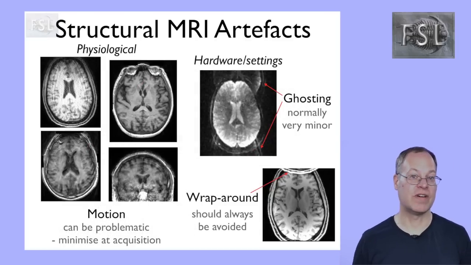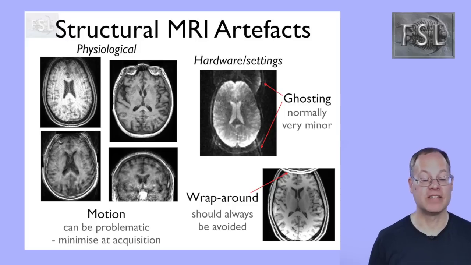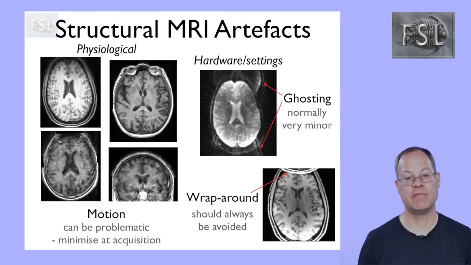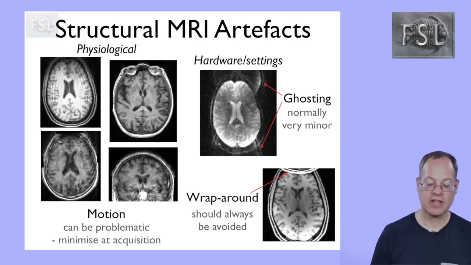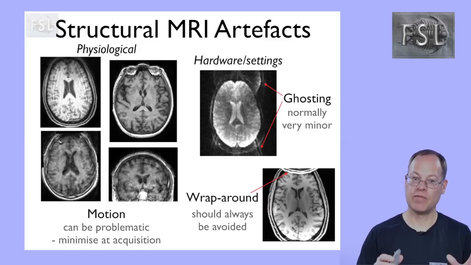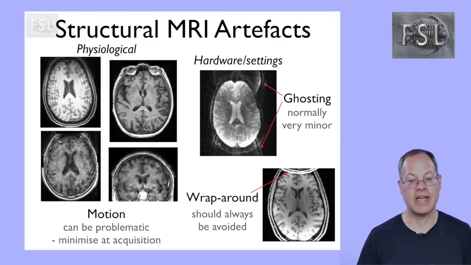But there are other sorts of artifacts which are problematic and we do need to sort out and try and eliminate. One of them is motion. Motion is always a problem in MRI. You'll always get some motion of the subject in the scanner. The best thing to do is to explain to them that they should not move, to try and make them relaxed and to sort of pad their head so that they're comfortable and can't move too much.